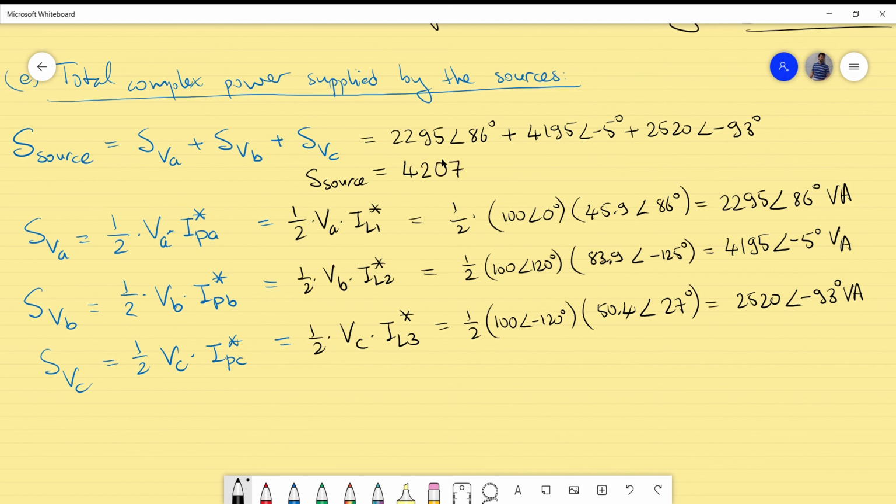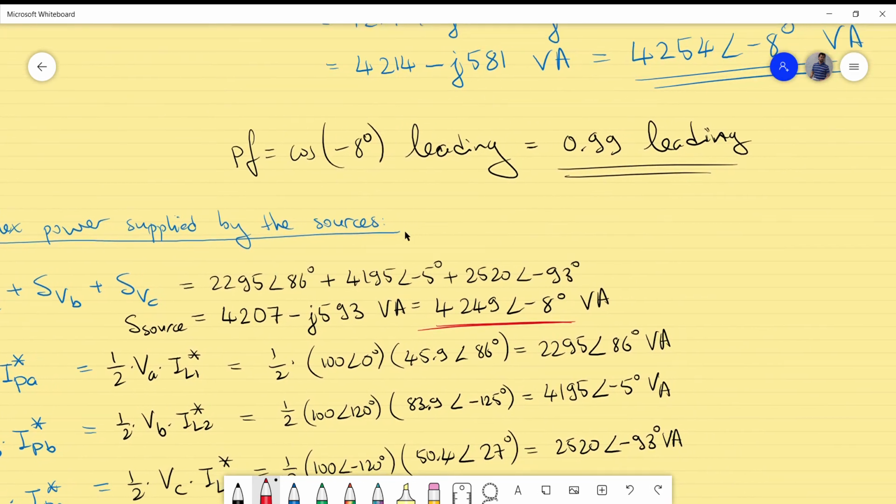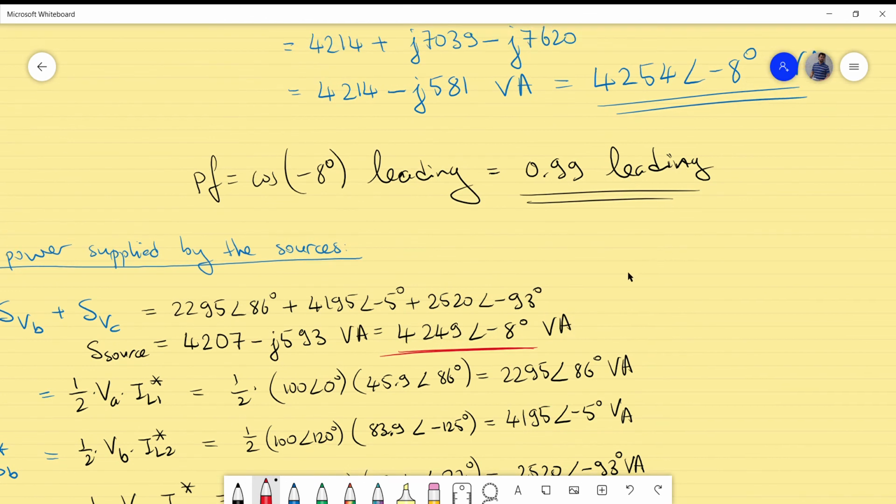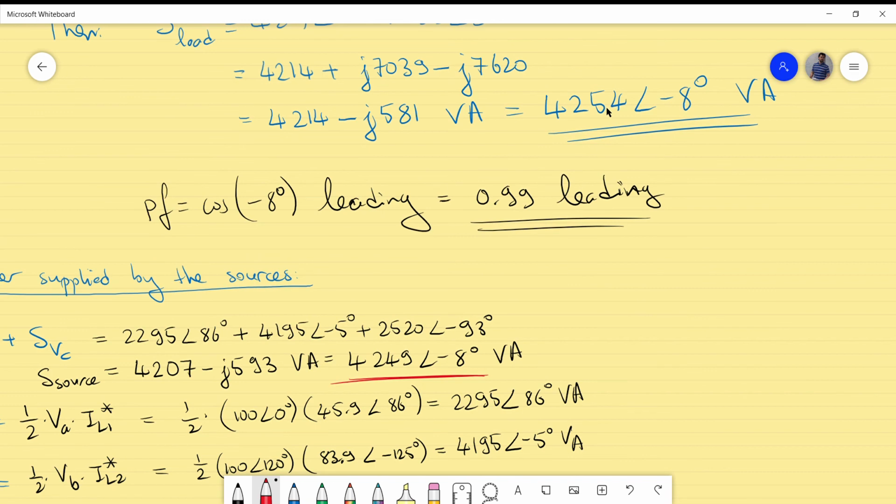You will have the following in the rectangular form: 4207 minus J593 in volt amperes. And if you convert this to the polar expression, you will have 4249, and it will be phase minus 8 degrees in volt amperes. So if I now underscore this in red, what you recognize here is the following. The source has a value of 4249 phase minus 8 degrees, and I will have 4254 also the same phase.